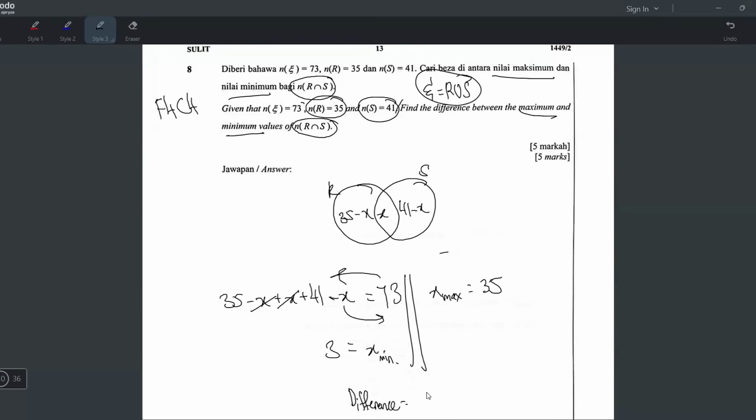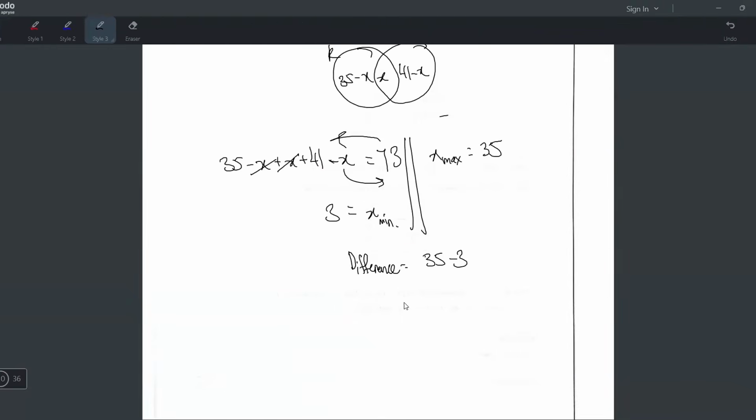So the difference between maximum and minimum is 35 minus 3. Okay. So I think I'll get 32.